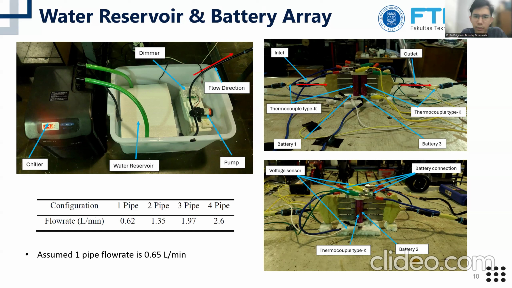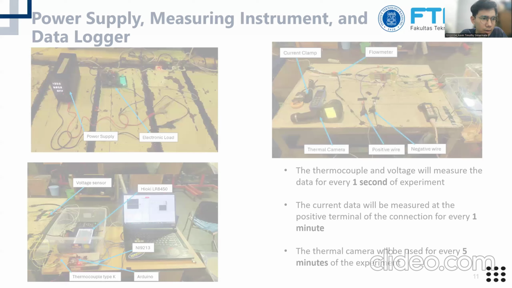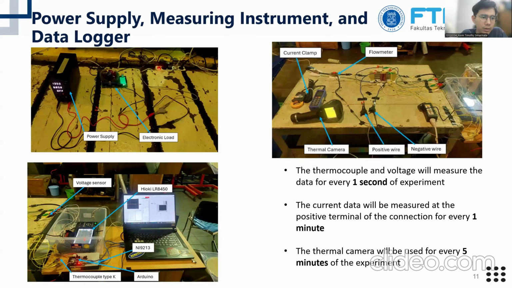The thermocouple will be attached at the center of the battery, and a thermocouple is also attached at the inlet and outlet of the pipe to measure the temperature difference. And then the crocodile claw is used for the voltage sensor and the battery connection. Then this is the power supply, measuring instrument and data logger.